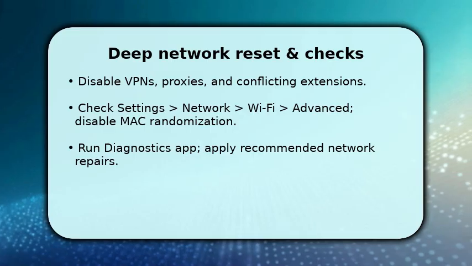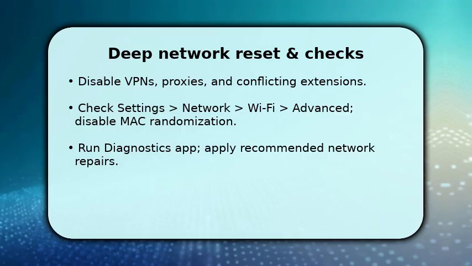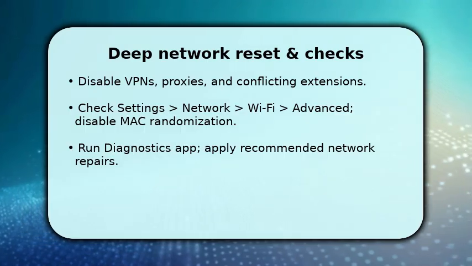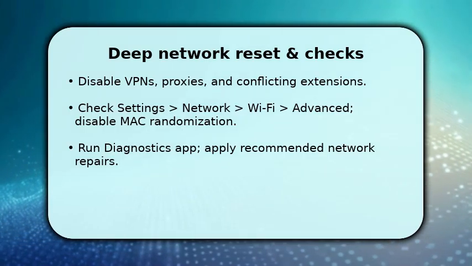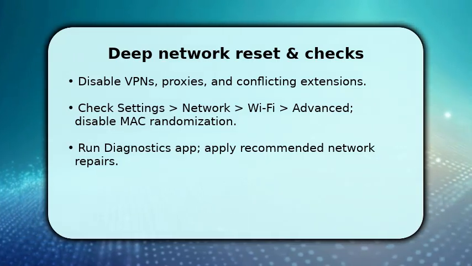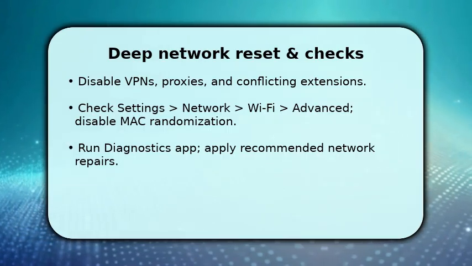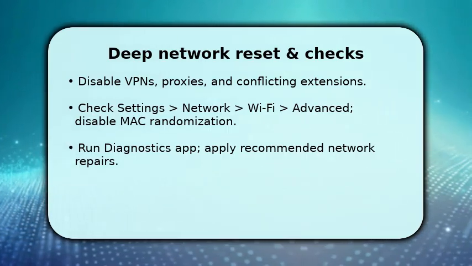Next, open Settings, go to Network, Wi-Fi, then Network, Advanced, and disable MAC randomization to ensure the router recognizes the device. Run the Diagnostics app and accept recommended fixes for DNS or signal problems. Also check for Chrome OS updates and install them. Updates often include network driver fixes.